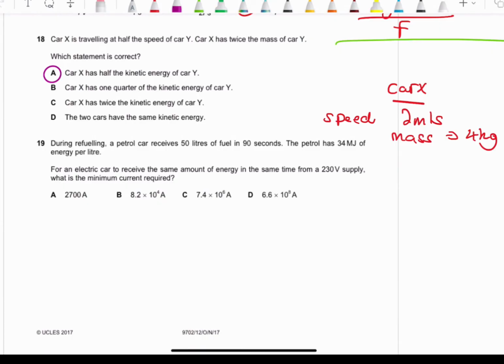So I highly recommend whenever you see questions like this, use actual figures. That makes it so much easier. Instead of using the equations, rearranging them, trying to link and find the connections, just assign values to these things, and it will make your life so much easier.